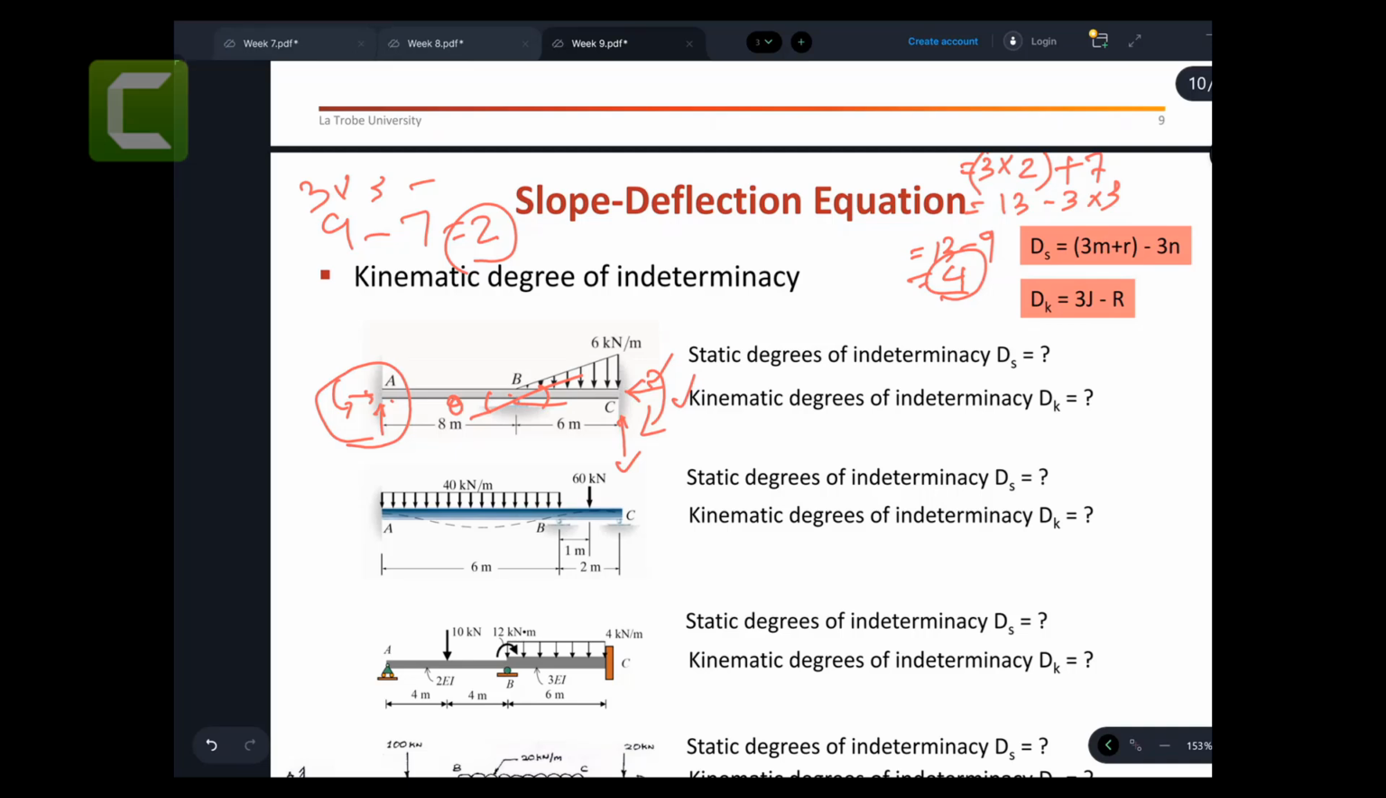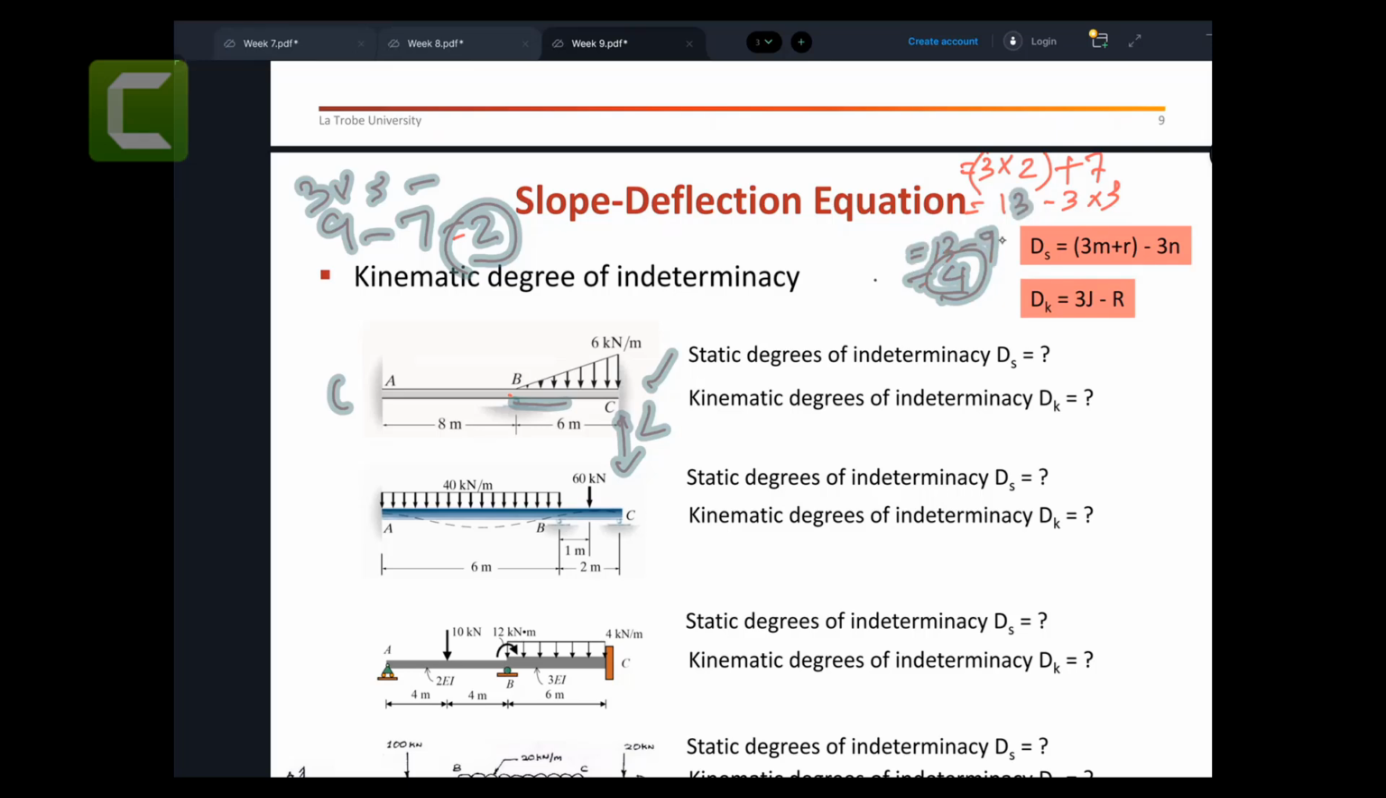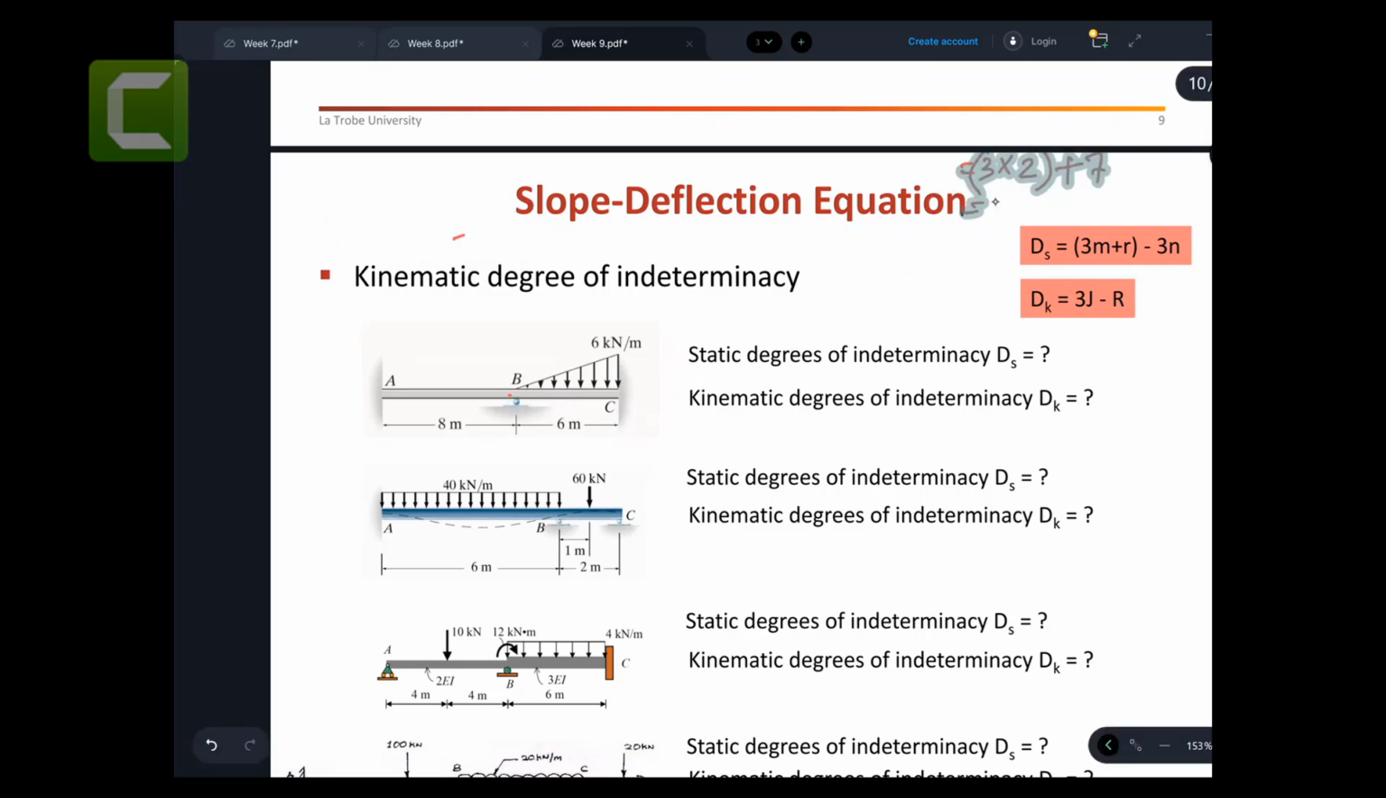So there are 2 rotations that you need to find. Therefore, there is a kinematic degree of indeterminacy of 2. I hope you guys understand. You don't need to find these numbers, by the way. You need to feel what these numbers represent in the structures. Those number 4 represent that you have 4 extra forces more than the equilibrium equations. And those 2 represent there are 2 unknown displacements.